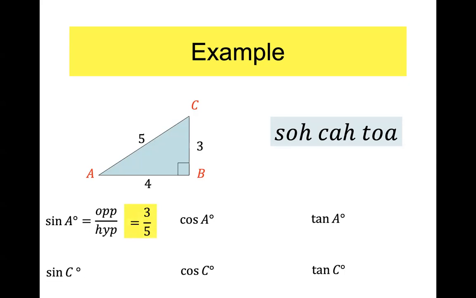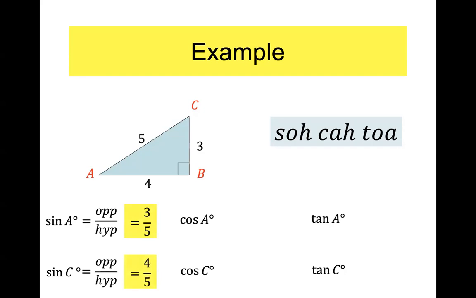All right, sine of C. So sine of C, I'm looking at angle C now. It's still opposite over hypotenuse, but since I'm at C, the opposite side would be 4, and the hypotenuse would be 5 again. All right, how about the cosine of A?